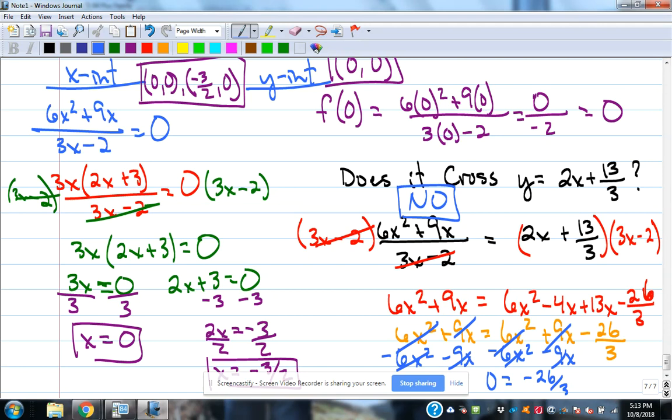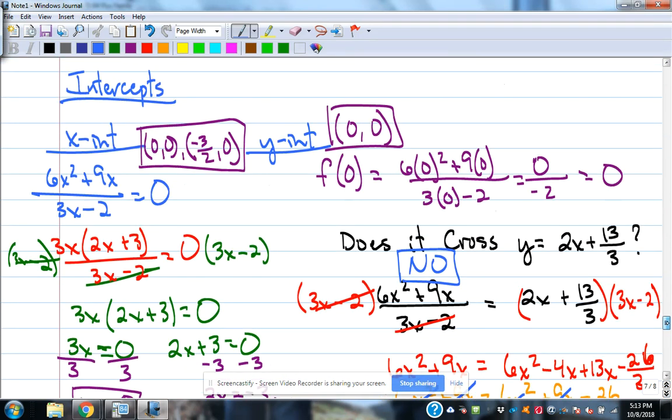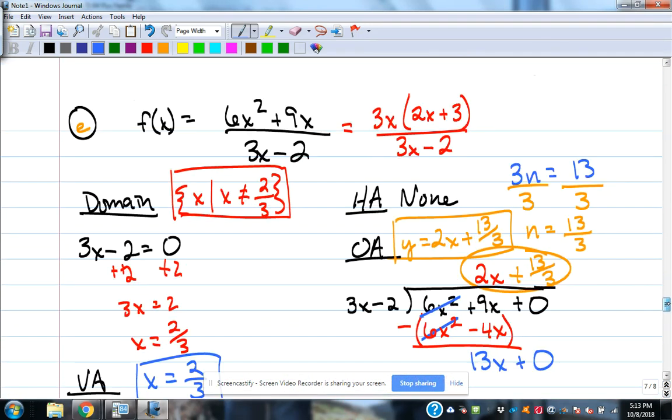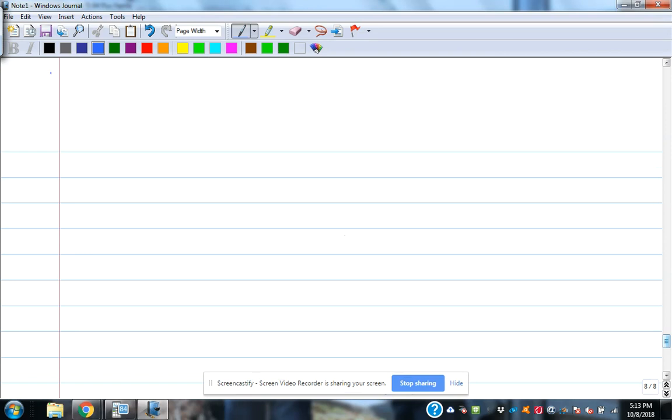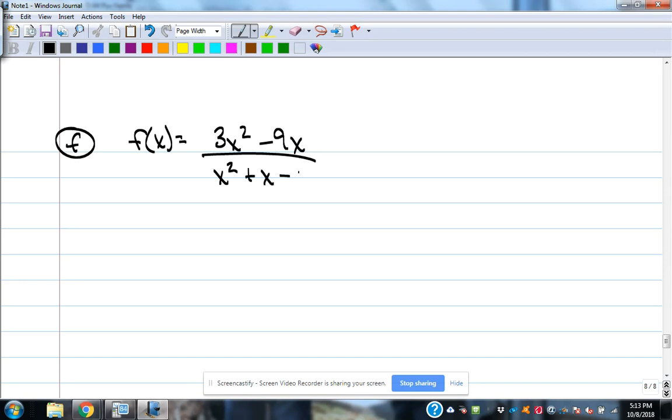All right. Let's do one more. We'll be out of here. Last one of the day. Well, this is a lot of stuff, but you're doing the same thing on every one of them, so it makes it seem like a good process. All right, so f of x equals 3x squared minus 9x over x squared plus x minus 12.